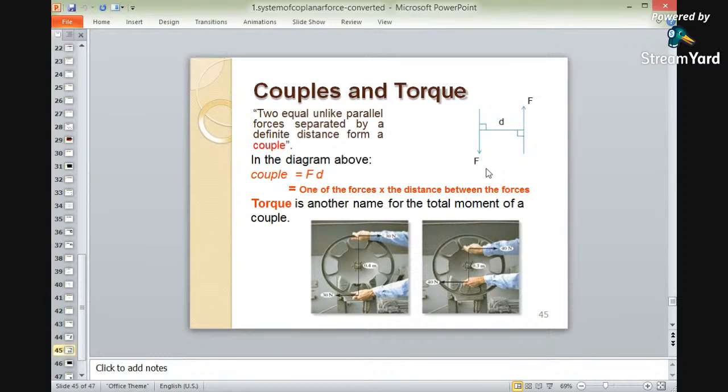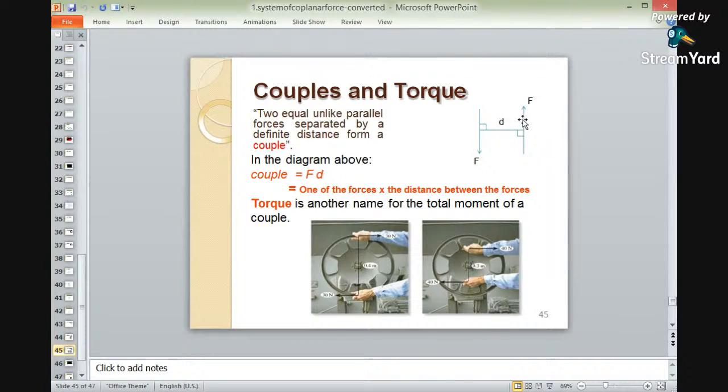What is a couple? A couple is nothing but two equal, unlike parallel forces separated by a definite distance. When two parallel forces are acting, one thing to be kept in mind is that they should be unlike parallel forces.